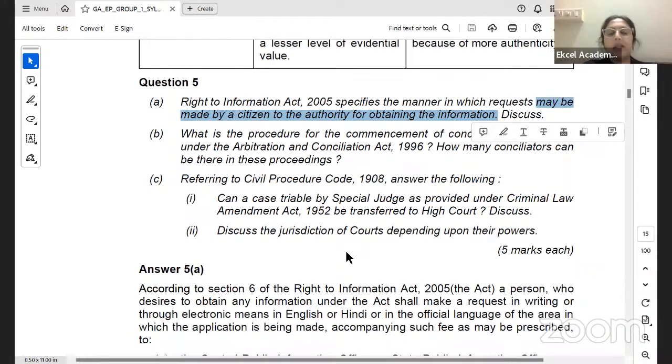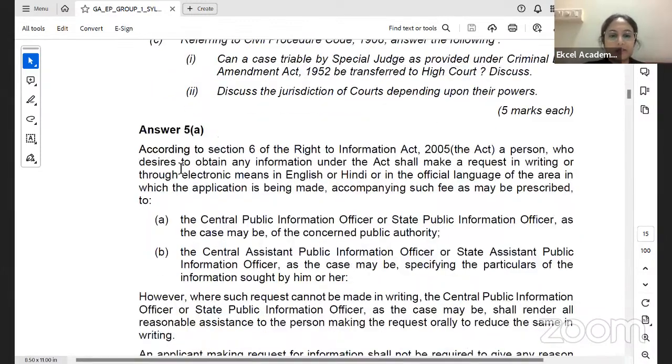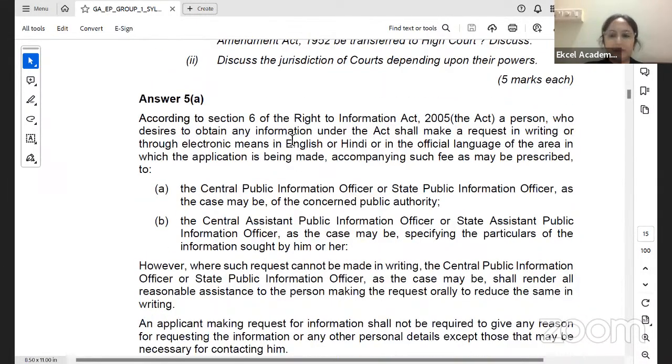You discuss. That's all. The answer you have to write is how we can make an application, whom we have to approach, which officer. That much, if you write, you get 5 marks. According to section 6, any person who desires to obtain any information shall make a request in writing, or through any electronic means, in Hindi or English or any official language of the area in which the application is made. And a nominal fee you have to pay along with that.